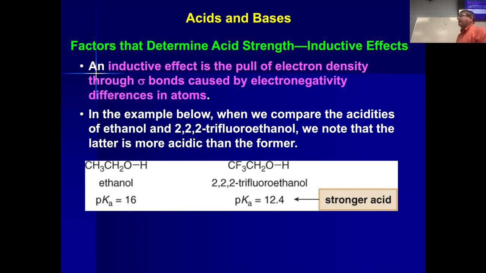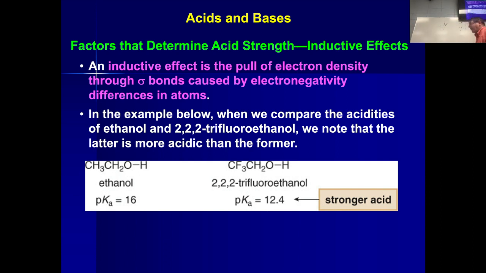The inductive effect, people get this confused with the element effect. But it's not. So the inductive effect is the pull of electron density through sigma bonds caused by electronegativity differences in atoms. And that's where I think people get confused.